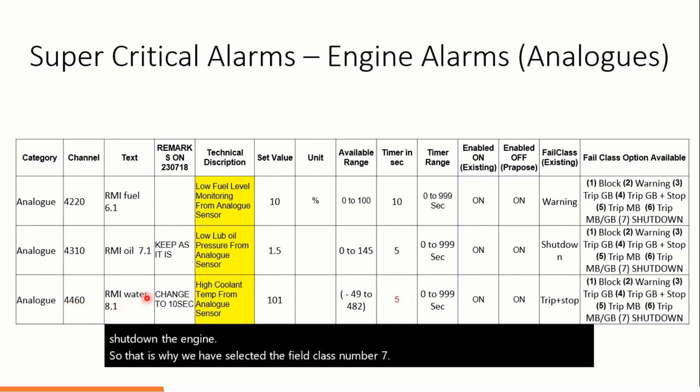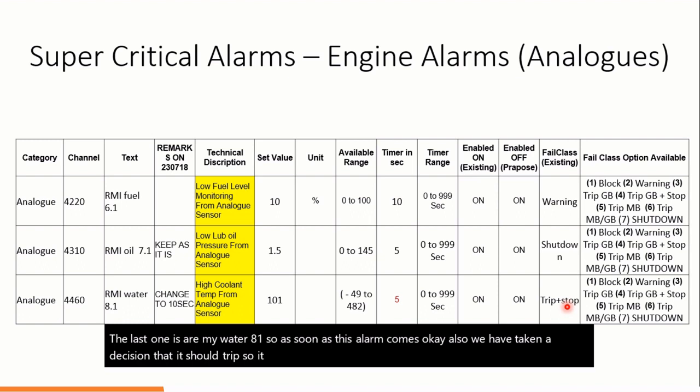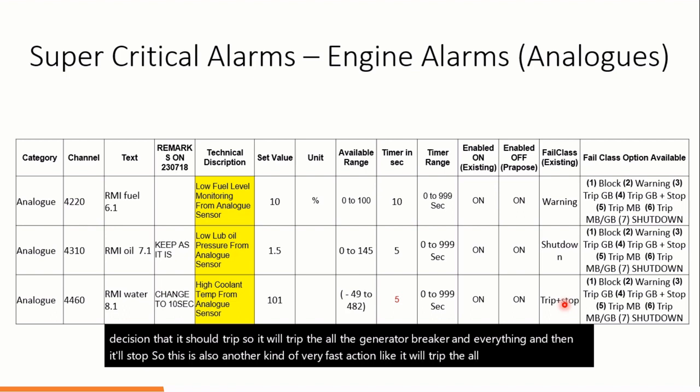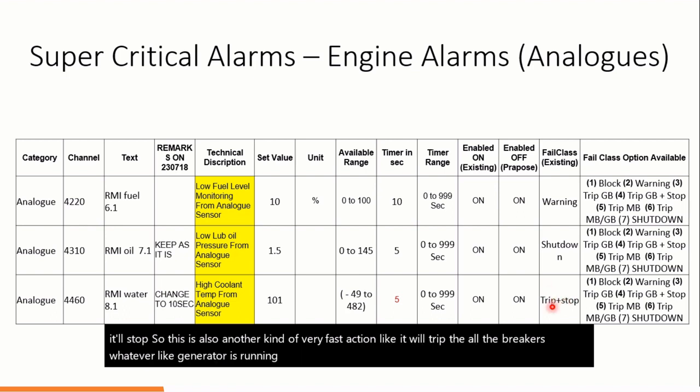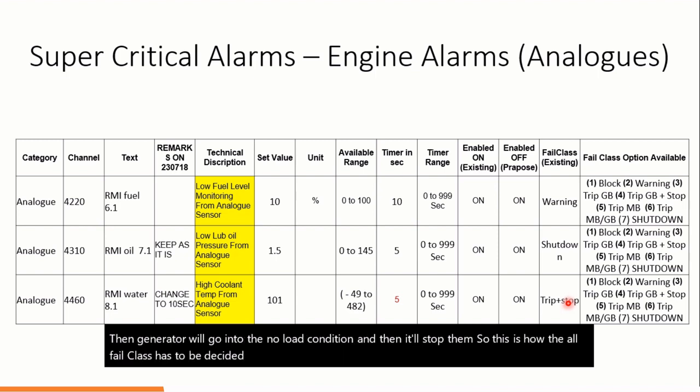The last one is RMI water 8.1. As soon as this alarm comes, we have also taken a decision that it should trip. It will trip the generator breaker and everything, and then it will stop. This is another kind of very fast action. If the generator is running, the generator breaker is definitely on, so it will trip the generator breaker, all the load will be isolated, then the generator will go into the no load condition, and then it will stop. So this is how all the fail classes have to be decided in close consultation with the OEM and engineering department.